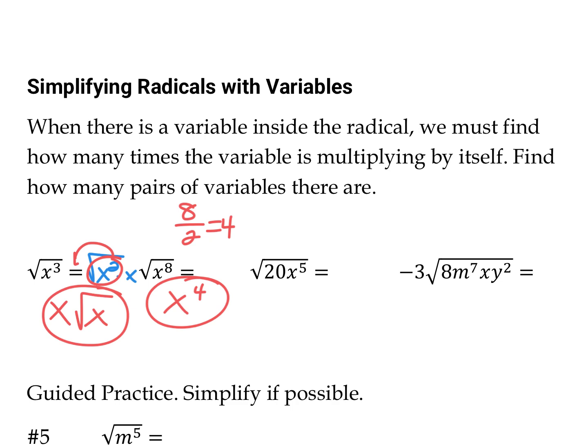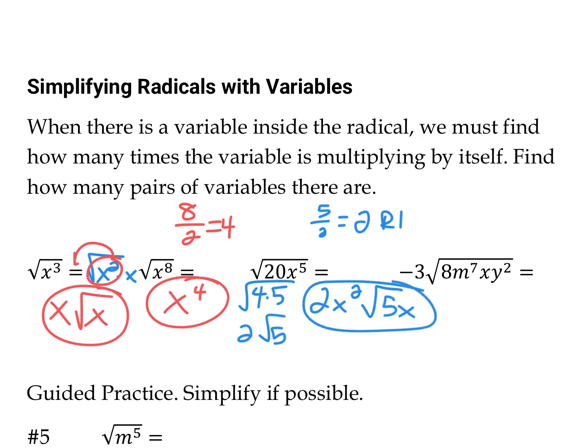In this next one, I simplify the number 20 and the square root of x to the 5th separately. So let's just talk about the 20. The square root of 20, right? I could turn that into 4 times 5, so that's going to be 2 root 5. And if I take x to the 5th, I'd have 5 over 2. 2 goes into 5 twice, with a remainder of 1. So I'm going to have 2 x's come outside the radical, so this is going to be the 2 that we had, x squared, and then inside the radical, 5x. That would be my final answer for that problem.